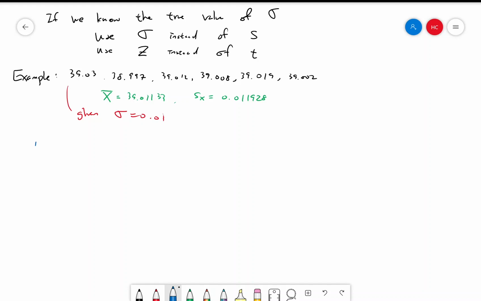So the null distribution, because we know the value of the population standard deviation, we use z instead of t. So the null distribution is a normal distribution with mean 39. Oh, I forgot to write down the hypotheses. The hypotheses are the same. The mean is 39, and the variance is the population variance divided by the sample size, which is 6.